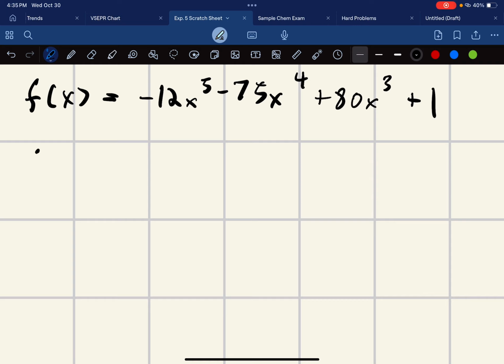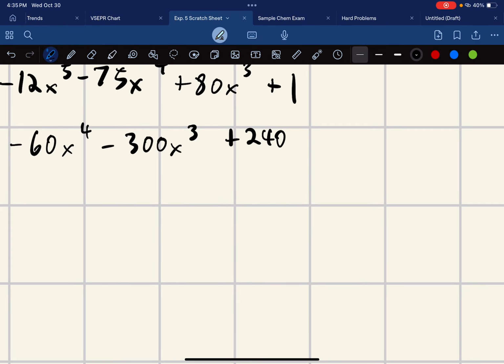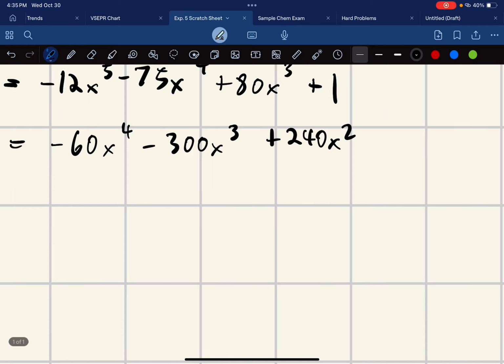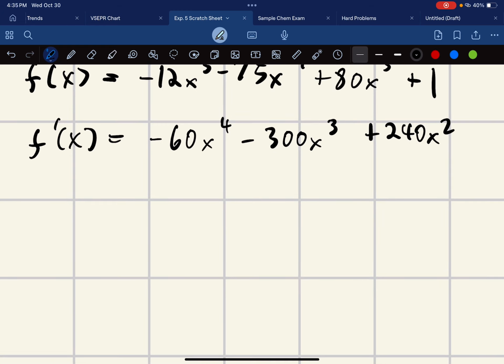So first we have to derive this, which will mean we'll have to find f prime of x. Now, with all these exponents, all we have to do is just apply power rule, which is just going to give us negative 60x to the fourth minus 300x cubed plus 240x squared. The derivative of 1 is 0, so I'm just not going to put it there. So now we have found the derivative of this function, which means we set it to 0.